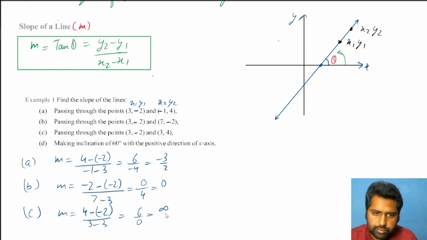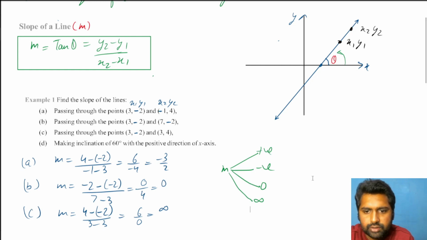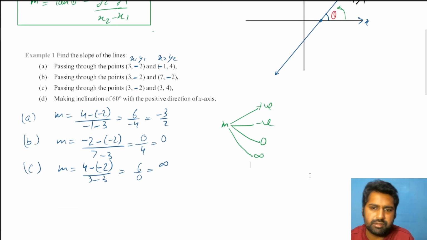So far from these three parts, what can you conclude? You can conclude that m can be positive, m can be negative, or m can be 0 also, or m can be infinite also. Every single value of m will represent something. We'll talk about that. Right now there are 4 possibilities for m: positive, negative, 0 and infinite.